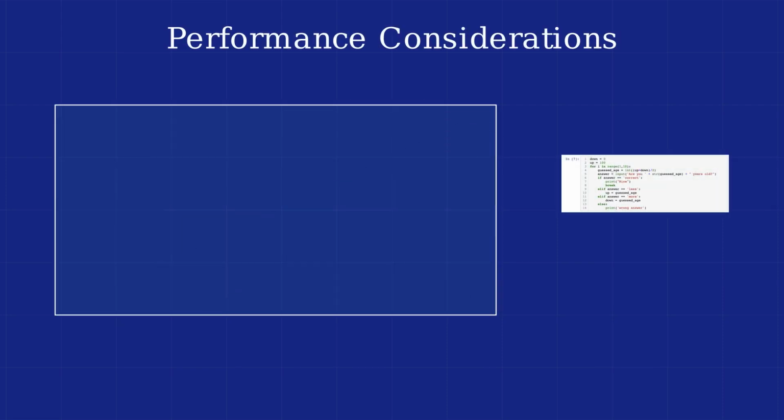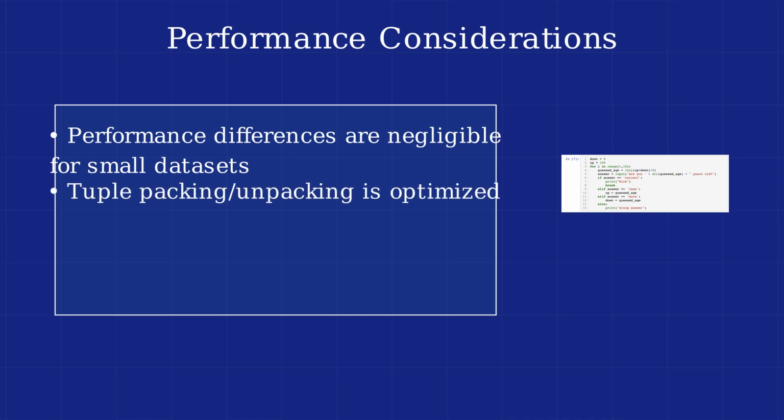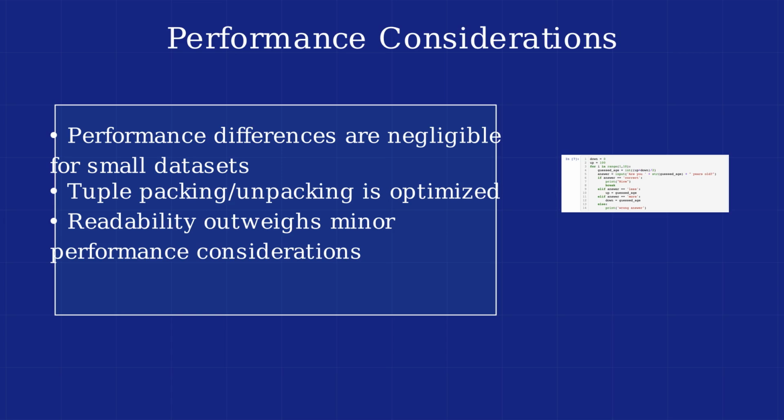Let's consider the performance aspects of the Python swap technique. While some developers might worry about performance, the differences between swapping methods are generally negligible for small datasets. Python's interpreter is highly optimized for tuple packing and unpacking operations, making this approach efficient in practice. Most importantly, the Python community emphasizes that readability and maintainability typically outweigh minor performance differences.